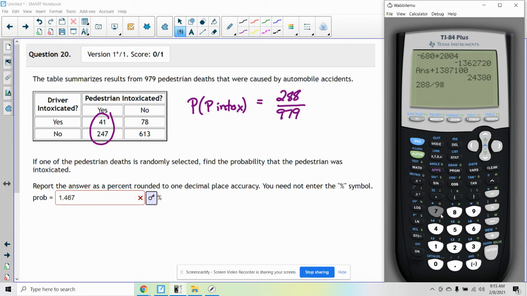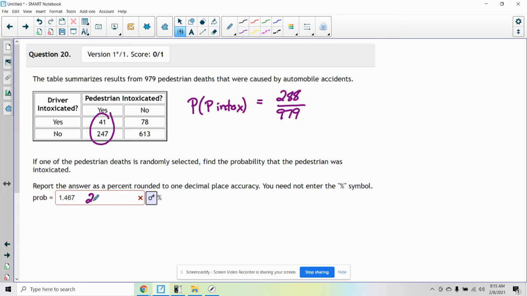Divided by 979, we get 29.4%. That's it.